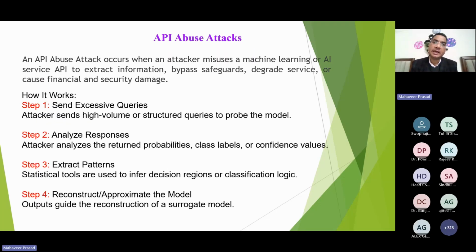The third technique is the API abuse attack. An API abuse attack occurs when an attacker misuses a machine learning or AI service API to extract information, bypass safeguards, degrade services, or cause financial and security damages. These are the steps. Send excessive queries, sending a lot of queries, then analyze the responses to see what response is coming, then extract patterns. The attacker will learn some pattern, and then finally construct another model.